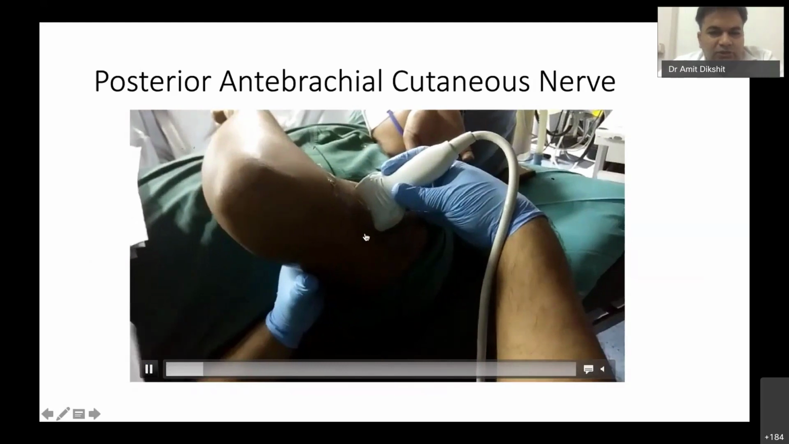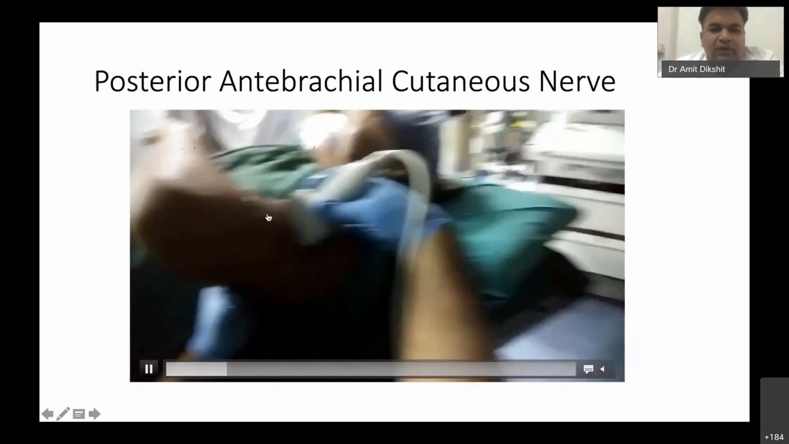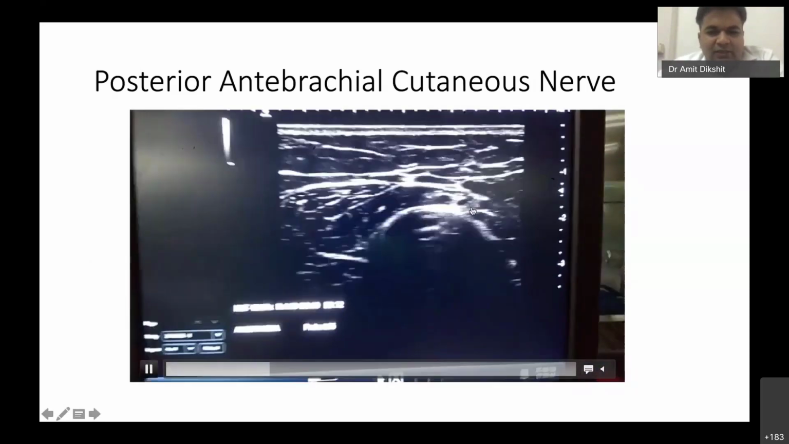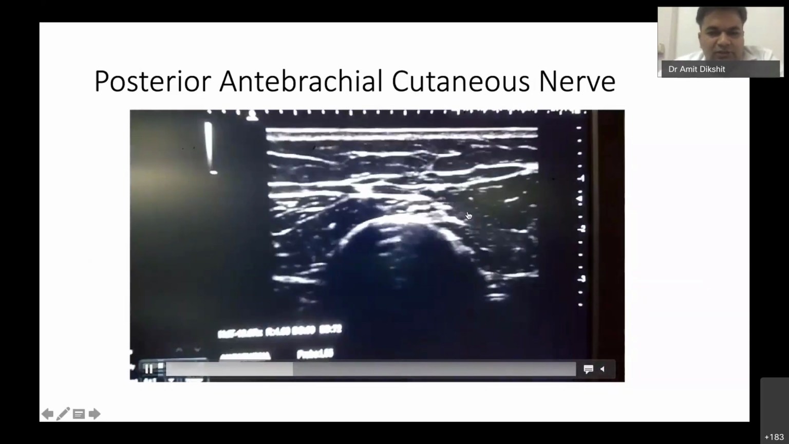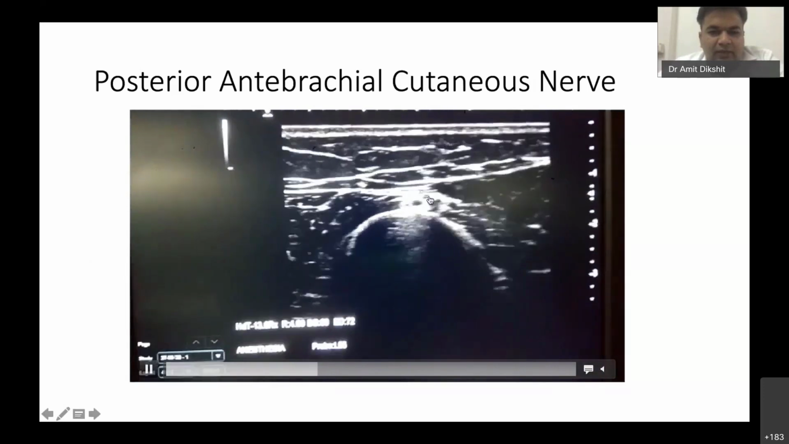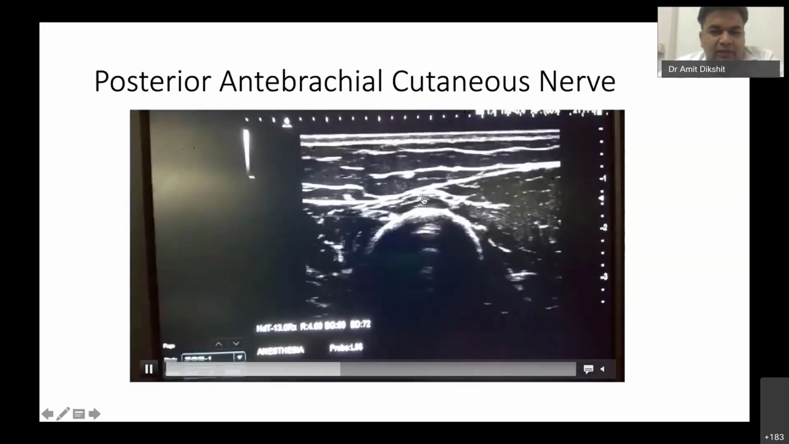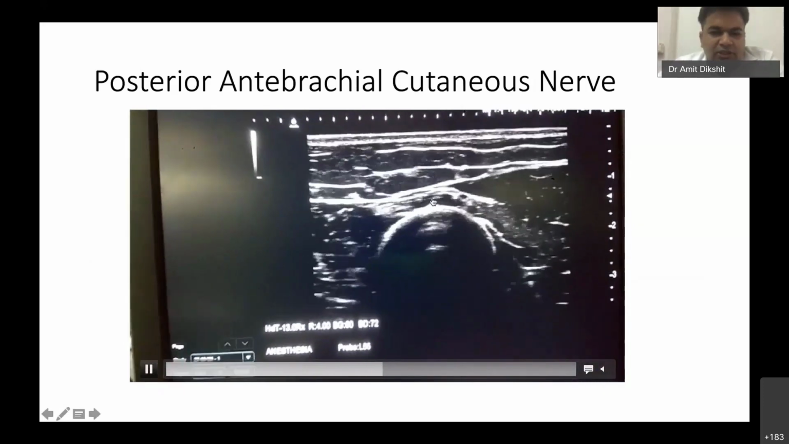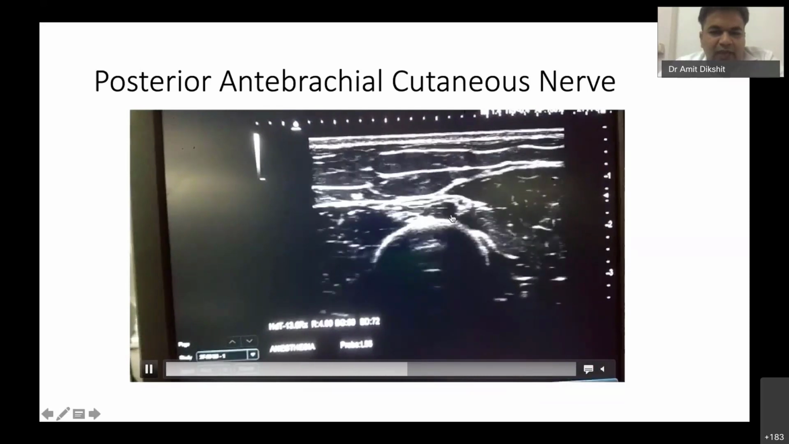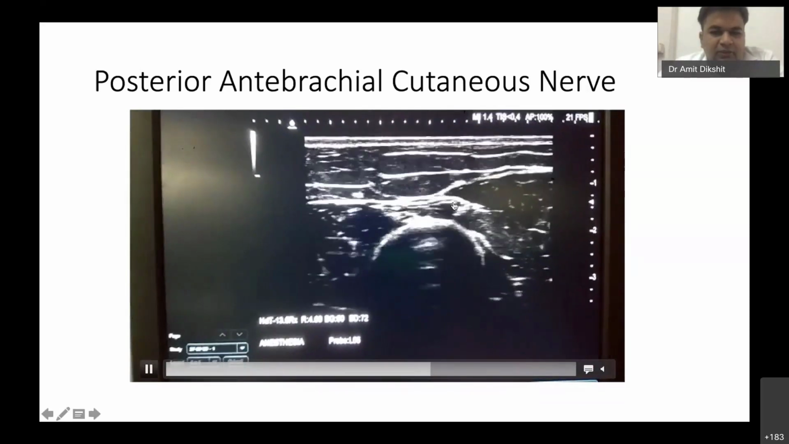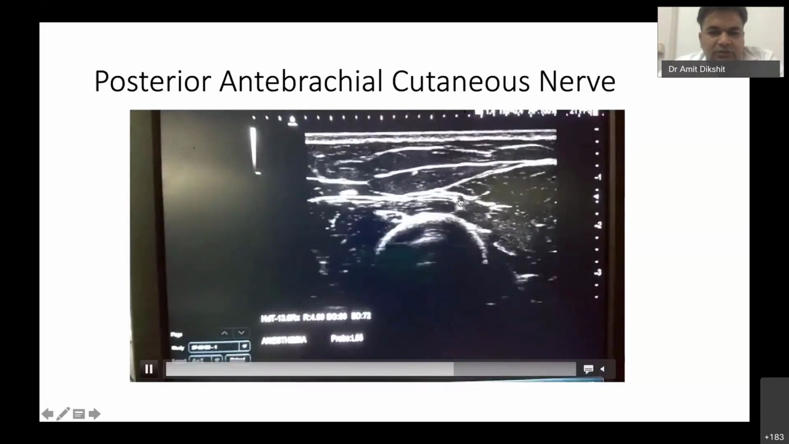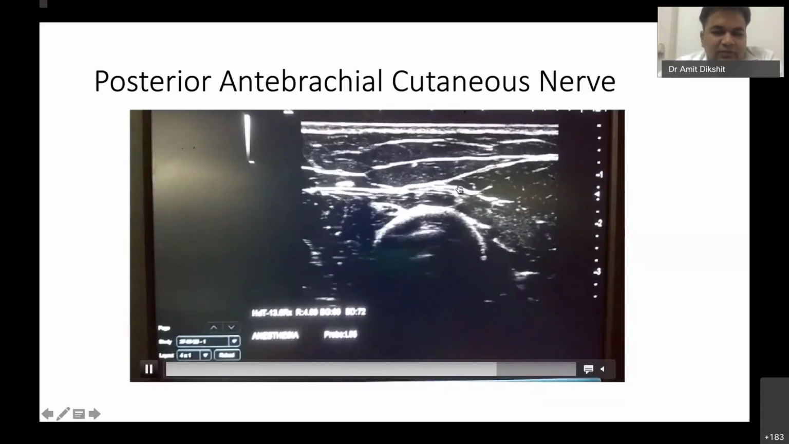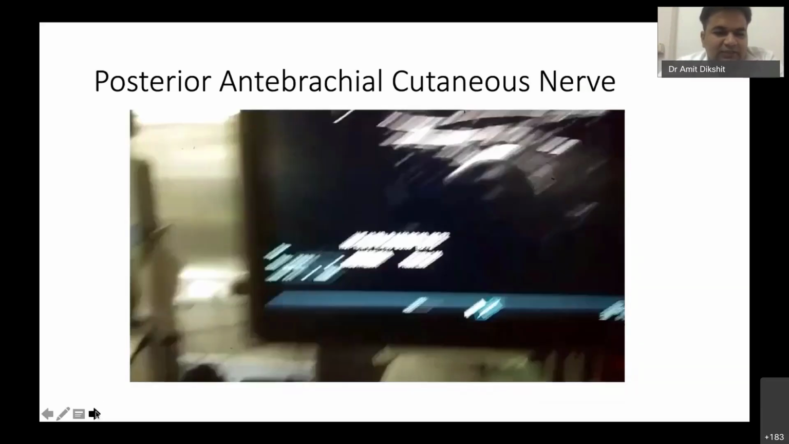Instead of giving a local infiltration, that is fine. But if you want to do a dedicated block, the nerve is quite deep. So here you can see the radial nerve first, and you can identify the radial nerve. This is the radial nerve, and it has divided. If we scan it, initially they were close, and now if you scan a little bit distally, the posterior antebrachial cutaneous nerve is separated, and you can block this, which supplies the cutaneous innervation. So we can have site-specific analgesia.